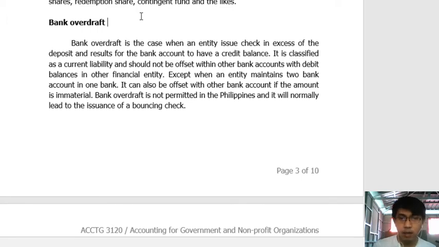It is not. Bank overdraft is not permitted in the Philippines, and it will normally lead to issuance of a bouncing check. So bakit hindi pinipermit o ina-allow ang overdraft dito sa Pilipinas? Because it will result to the issuance of bouncing check. Ang mangyayari kasi dyan ay, kung i-allow natin na mag-draw ng check, ang bawat isang depositor ay magbabounce yung mga cheque. Ibig sabihin ay matatransfer yung liability. Kung dati may utang ka doon sa isang supplier, inisyu mo siya ng cheque, nakuha niya yung pera sa bank, ngayon naman, eventually, magkakaroon ka naman ng utang kay bank because of the overdraft.